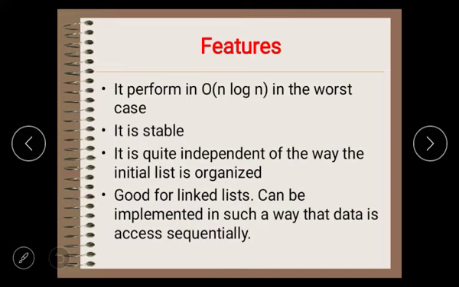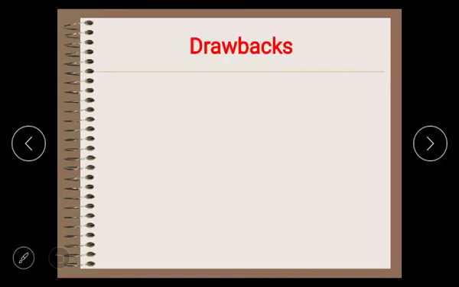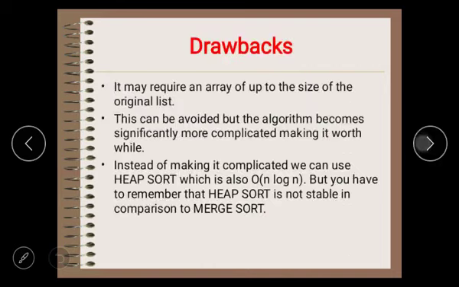So it is good when we are using linked lists, and it can be implemented in such a way that the data is accessed sequentially. The main drawback of merge sort is that it may require an array of up to the size of the original list. This can be avoided, but the algorithm becomes significantly more complicated. Instead of making it complicated, we can also use heap sort, which also has complexity of order of n log n, but remember that heap sort is not stable in comparison to merge sort.